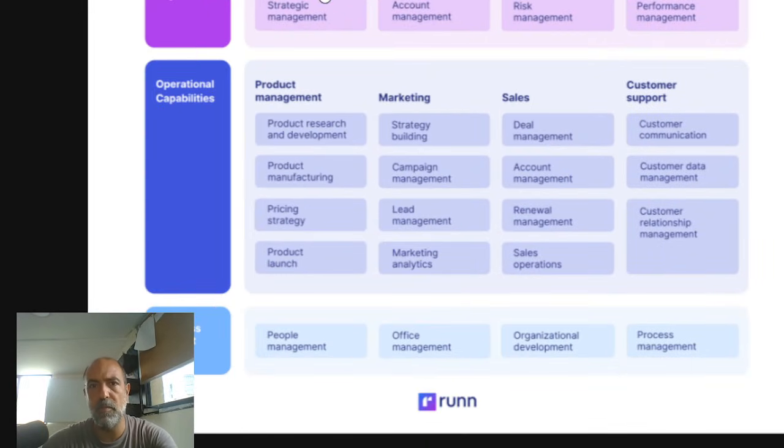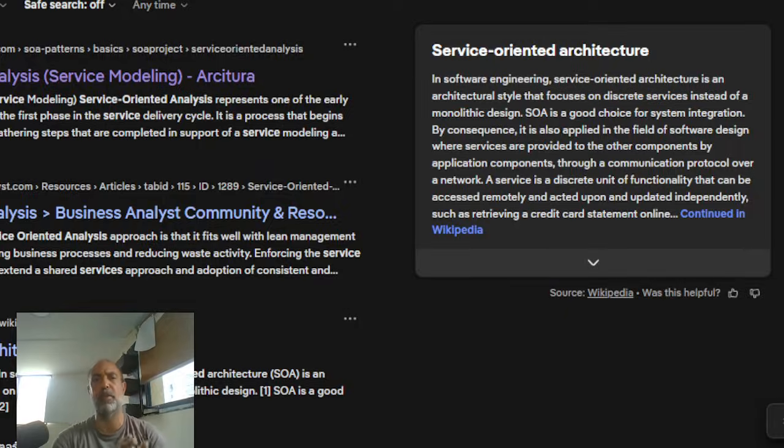So here's one map, basically. Strategic capabilities: business management, account management, risk management, performance management. Operational capabilities: product management, and everything else, right? Something like that. A capability map is just like putting your capabilities together and ranking them, maybe even connecting them, I'm not sure. All right.